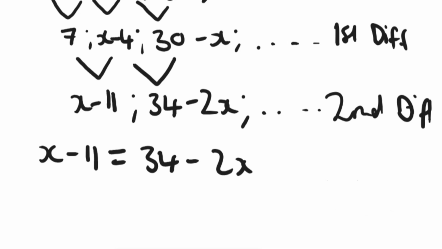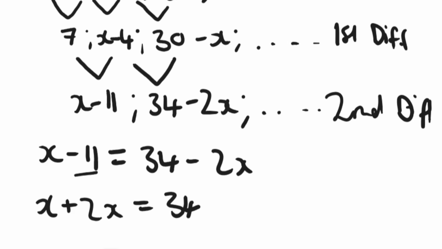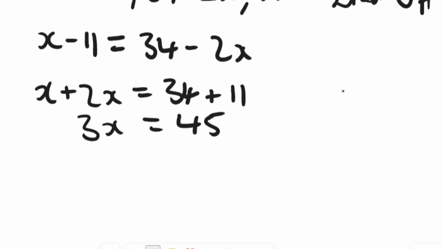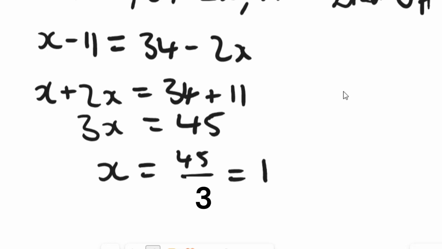Now from here we just solve for x. That will be x plus 2x. We take this 2x to the other side, that will be plus 2x, and this will be equal to 34. This negative 11, we take it to the other side, it will be plus 11. Okay, and then here we have 3x equal to 45. From here we just divide by 3 both sides, so that x equals 45 over 3. 45 divided by 3 is just 15.